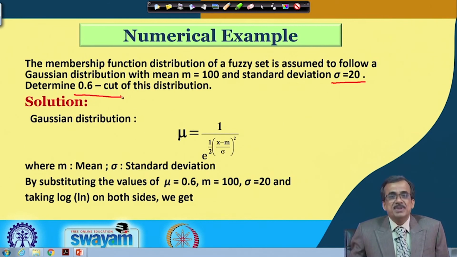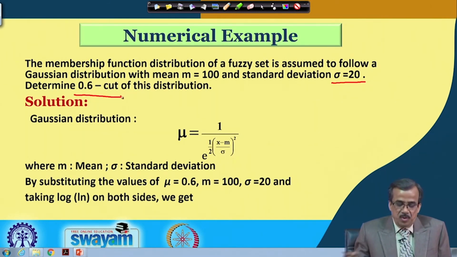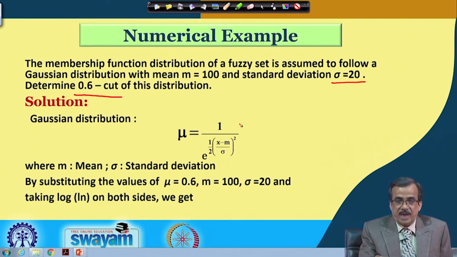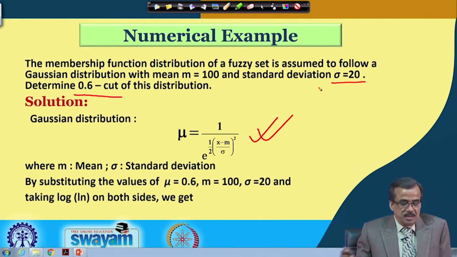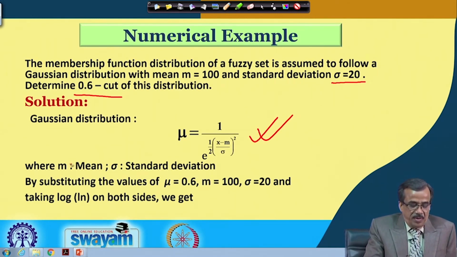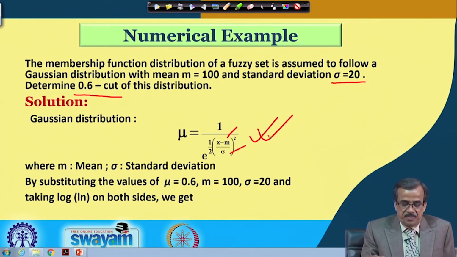So, I have got a membership function distribution which is nothing but Gaussian and whose mathematical expression is nothing but, so mu equals 1 divided by e raised to the power half ((x minus m) divided by sigma) squared. So, this is nothing but the membership function distribution for this particular Gaussian distribution. Now, where m is nothing but the mean and sigma is the standard deviation.